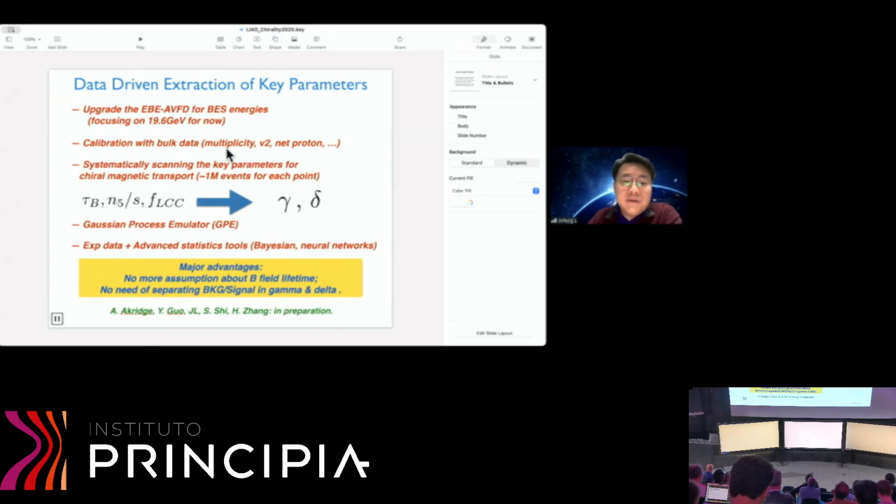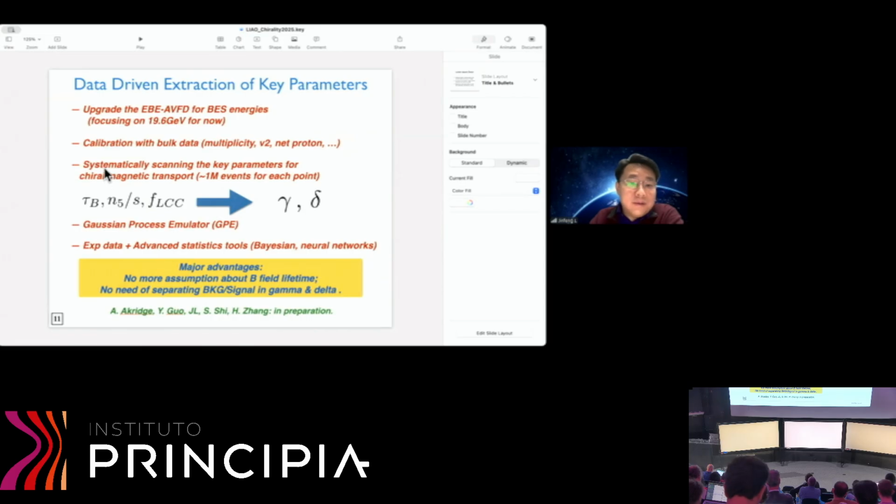We did calibration with bulk data, meaning that you want your simulation to accurately or relatively accurately describe your bulk evolution. That included, for example, indicators like multiplicity, v2, net proton, and so on. So they're all very good.